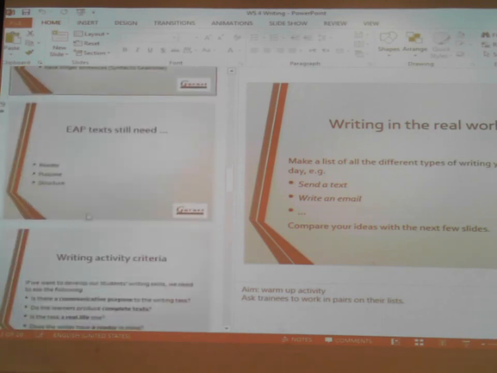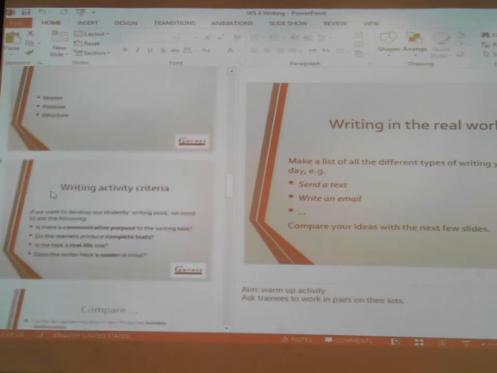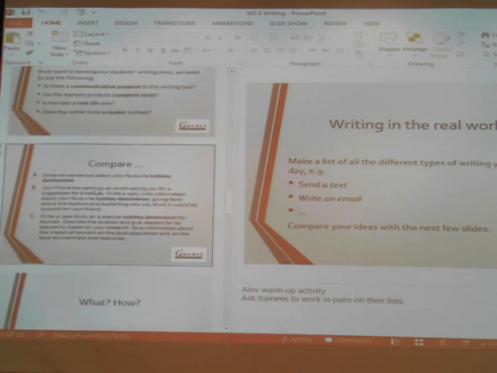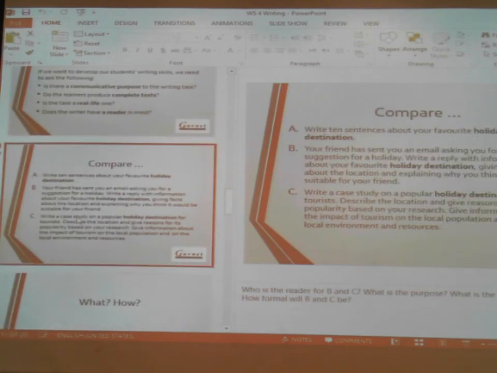So we write with a reader and purpose and structure in mind. Compare these 3 tasks and tell me about the wording of it.